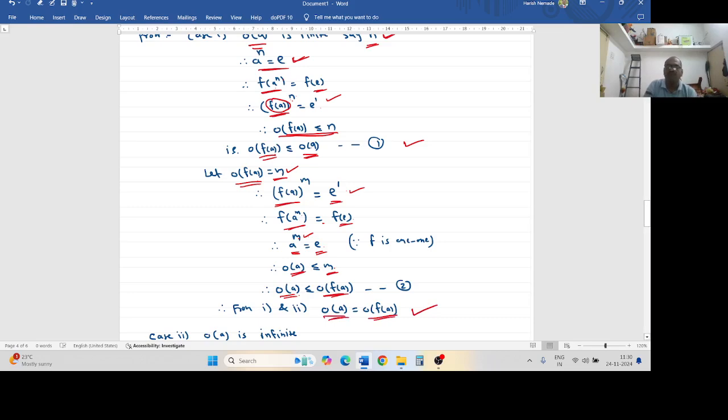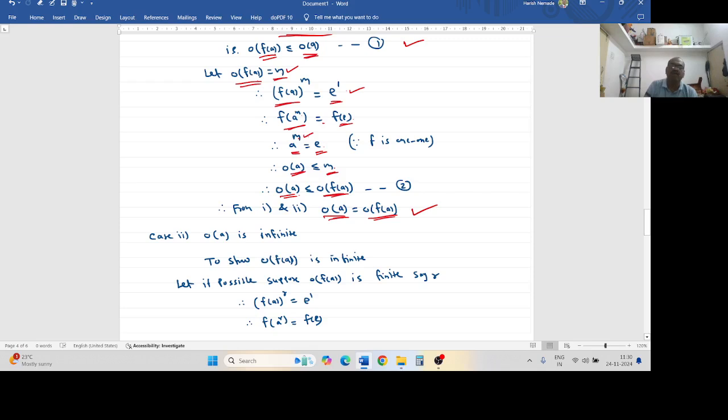Now in second case we suppose that order of a is infinite. मग आपल्याला काय दाखवायला लागेल की order of f of a is also infinite. So here we suppose that, let it possible, suppose that order of f of a is finite. आपण इथे सपोज करतोय की दिलेल्या f of a ची ऑर्डर फायनाइट आहे.